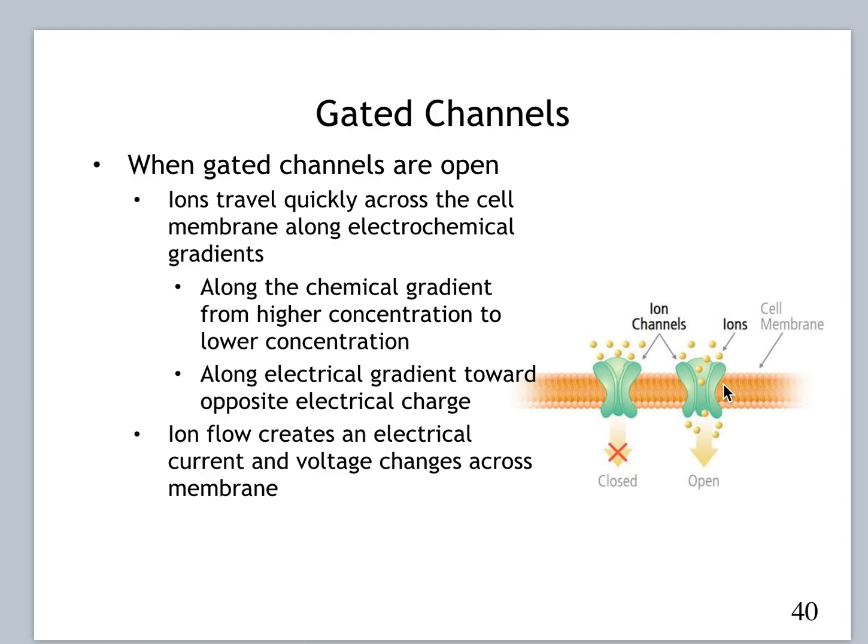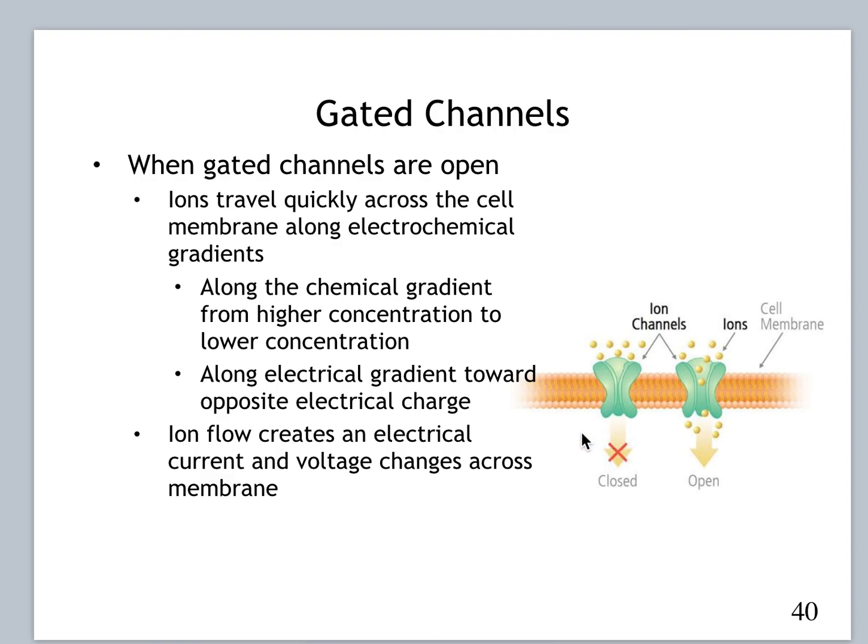Now, when these gated channels are open, this is the same for a ligand-gated or a voltage-gated channel. When the gated channel is open, this allows the ions to flow freely from one side to the next side. Remember, outside the cell, there's a lot of sodium ions. Inside the cell, there's not many sodium ions. So the sodium in a concentrated area is going to be attracted to the less concentrated area. That's called moving down the chemical gradient. So the sodium goes from a high concentrated area outside the cell, travels through the channel to the inside of the cell where it's less concentrated.